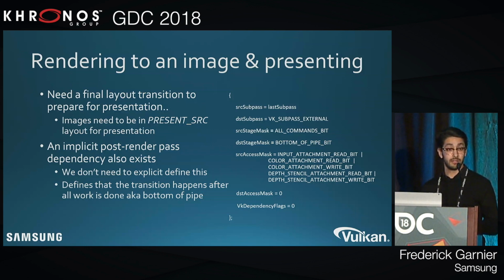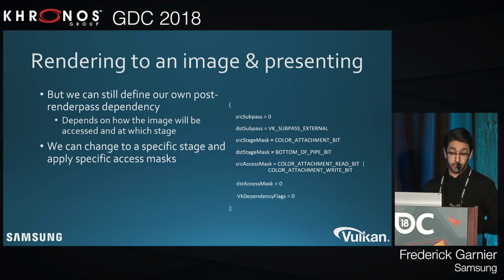And since we signal a semaphore in order to present, it's the same thing as before, except this semaphore basically says to the presentation engine, hey, wait for my image to be ready before you can actually present it. You can add your own subpass dependency if you want, so it depends on the usage. One example is right here, but it's not necessary since the implicit post-render pass dependency is fine.